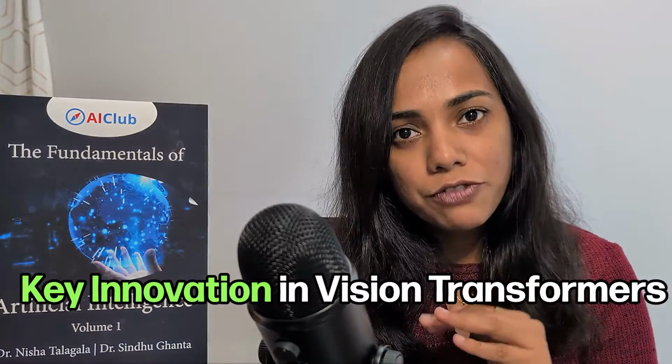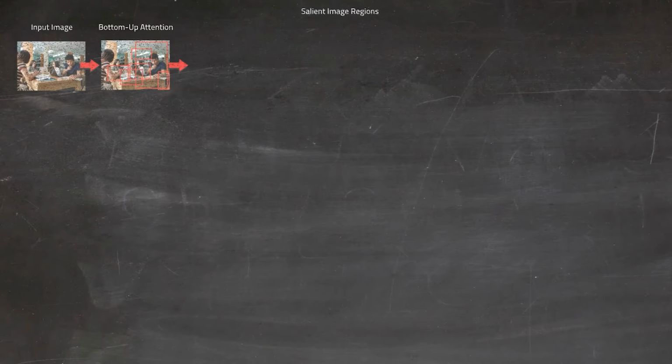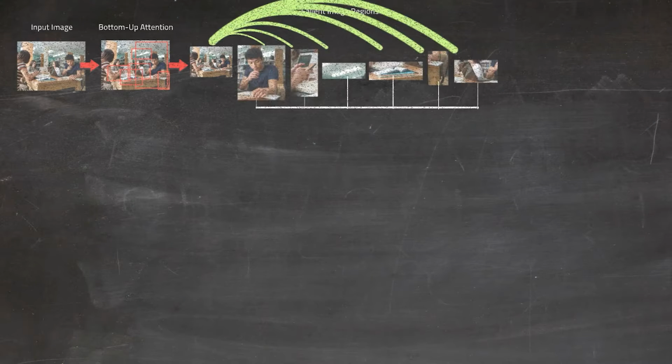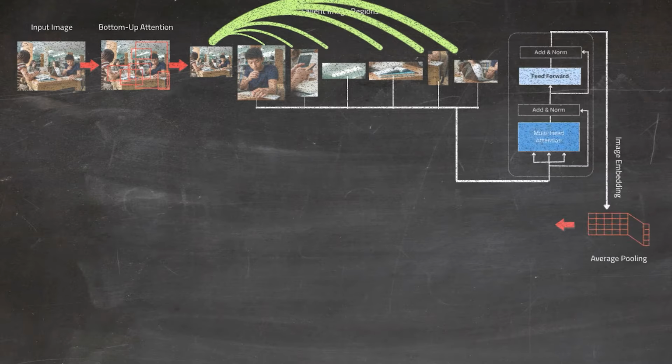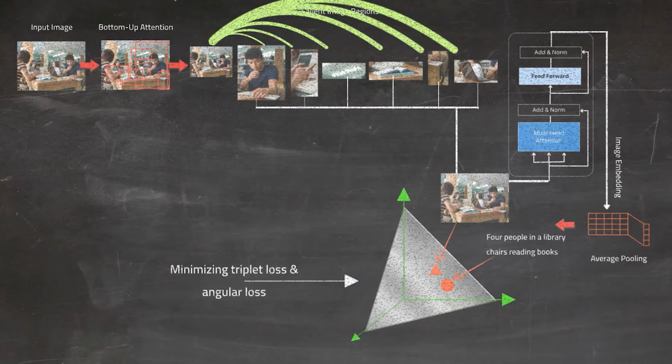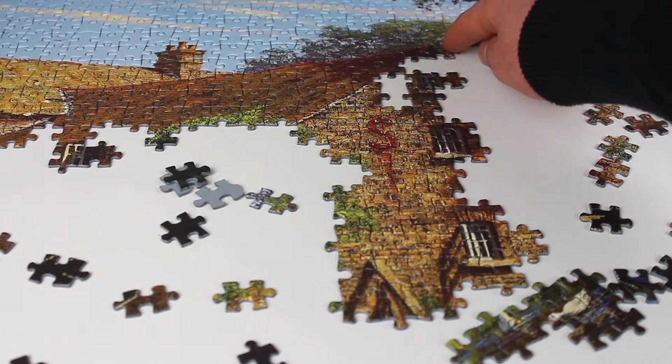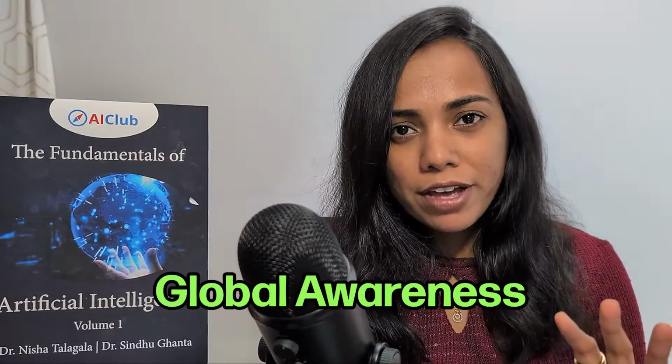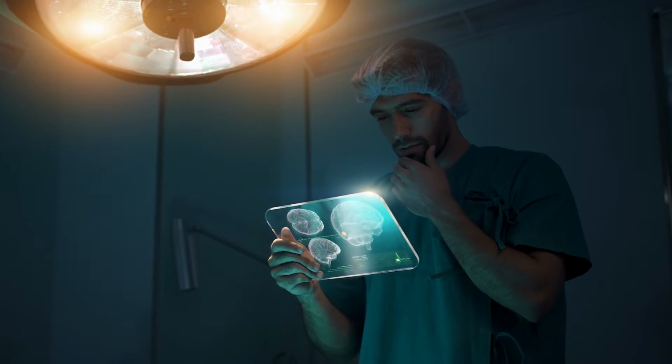The key innovation in vision transformers is that by treating image patches as a sequence, they can leverage the powerful mechanism of self-attention. Self-attention enables each image patch to directly communicate with every other patch simultaneously, effectively allowing the model to see the entire image in context at once, rather than focusing on local areas. Imagine solving a puzzle where you can instantly see how every piece connects with all others. This global awareness can lead to richer interpretations and deeper understanding, especially for complex tasks like medical imaging or object recognition.